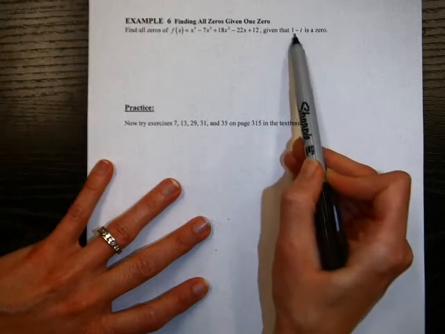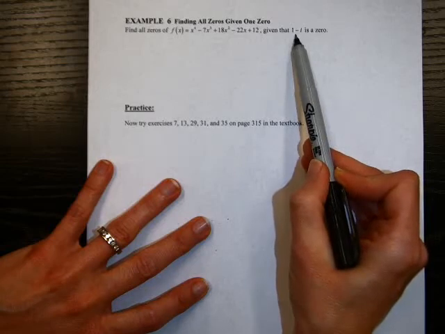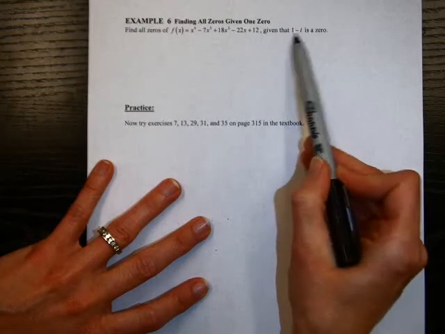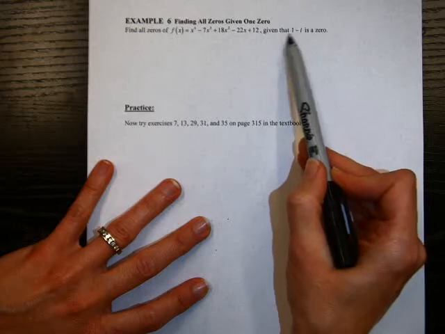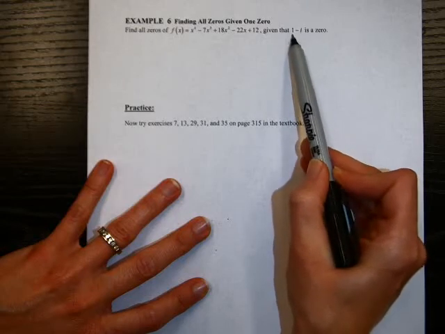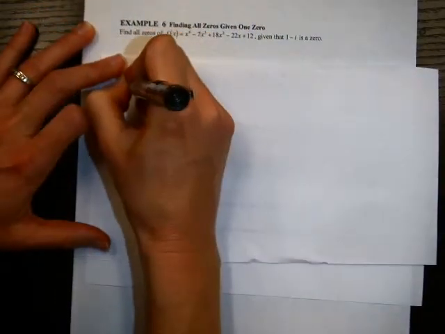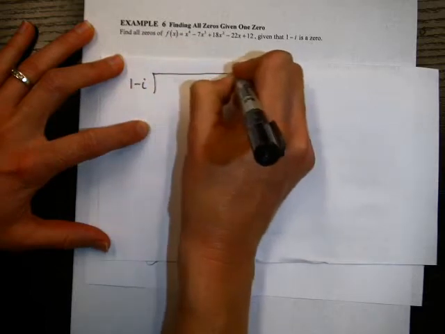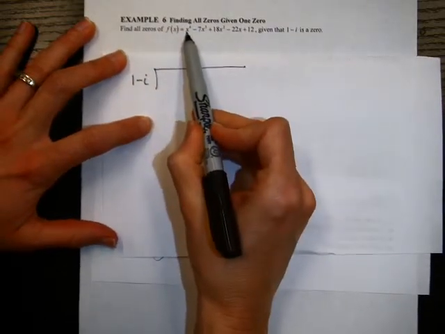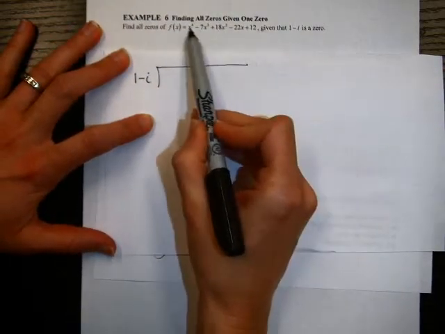Notice that they're giving me a complex number as a zero. I still am going to start with what I'm given, and this is what's going to go outside the house first, 1 minus I. Again, I'm going to use some blank paper so we have some more room. I'm going to put 1 minus I outside the house, and I'm going to put the coefficients of my function inside the house.